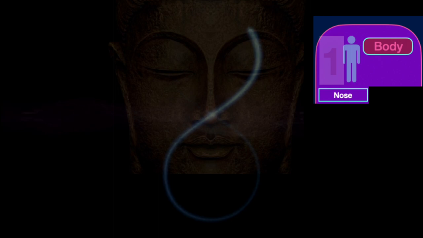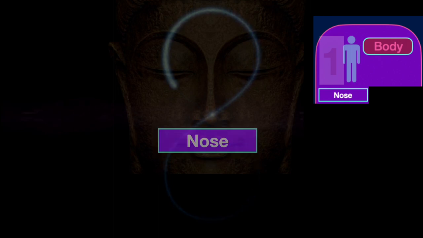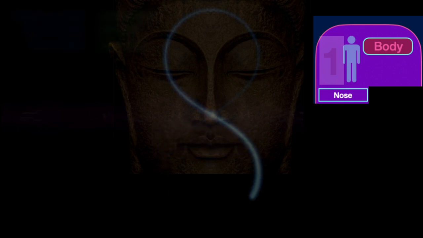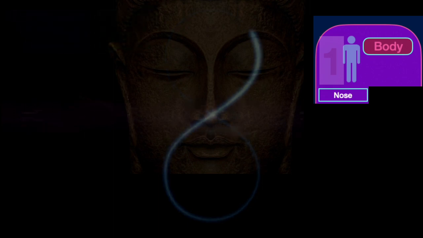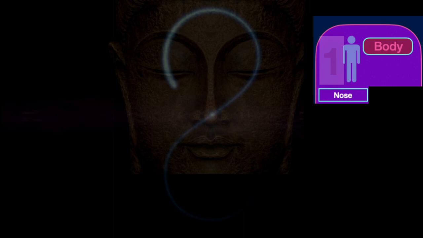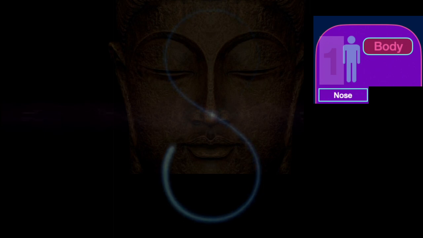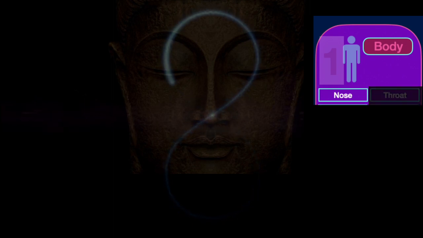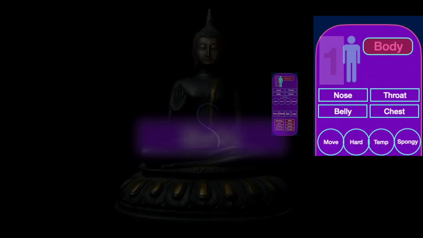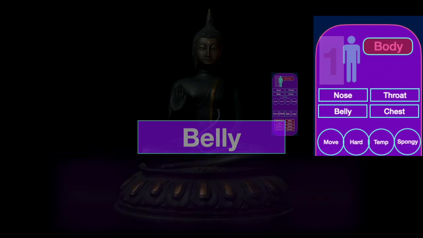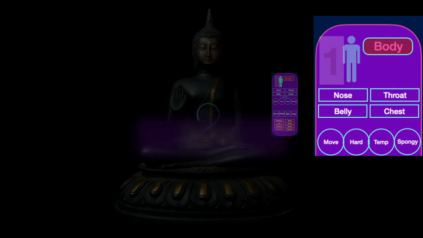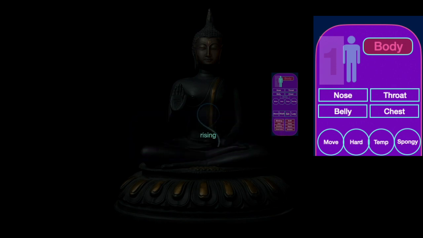So we'll be concentrating on the first foundation of mindfulness with the nose, around the base of the entrance to the nose, internal or upper. That can get you preliminary, access and fixed concentrations, if sustained with effort and the right attitude and intention. Now we're going to move on from Anapanasati to the belly, because it's a larger surface area, a different kind of concentration arises, not so single pointed. I'm going to look at that transition.